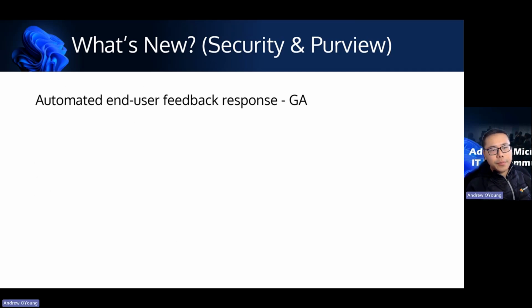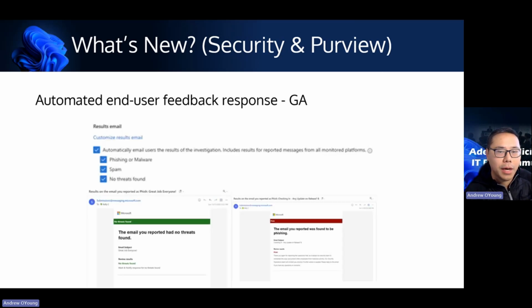In the security and Purview space, we've got automated end user feedback response generally available now. So this is from the Outlook client. You can now mark emails as phishing or spam or whatnot, and you can then edit what gets displayed. So you can have pre-canned responses for whenever it's a clean or a bad email. It's just taking less of the IT team's time and letting the end users submit these and get the feedback much quicker than before.